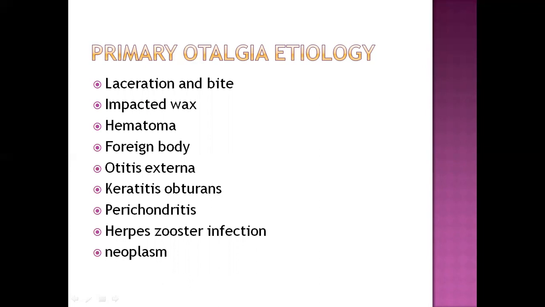Next is hematoma. In hematoma, there is bleeding. Because of bleeding, the pathway of sound waves is disturbed. Next is foreign body. Presence of a solid or liquid foreign body can disturb the passage of sound. Otitis externa. Otitis externa can be any infection or disorder of the external part of the ear. Keratitis obturans can be an infectious condition in which the discharge is leaked towards the outer part.